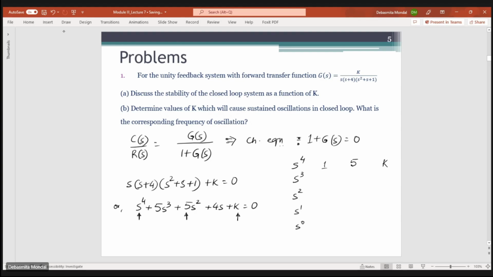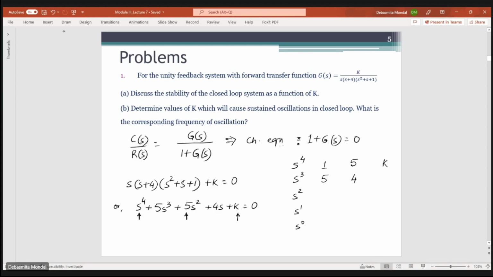Yes, ma'am. Okay, and for the second row? Ma'am, 3, 1. Where did you get 3? This is the characteristic equation. 5 and 4 it will be. There is no 3 term here. So 5 and 4. Then let's try to compute the elements for this s square row. So you will have 5 multiplied by 5 minus 1 multiplied by 4, divided by 5, right?